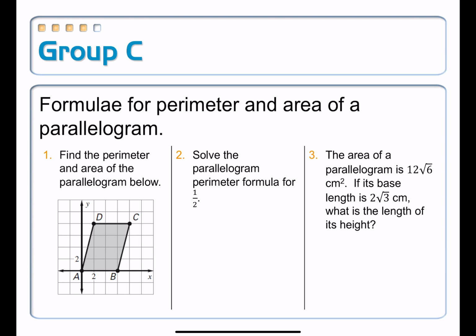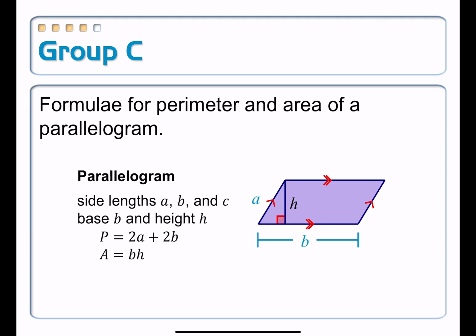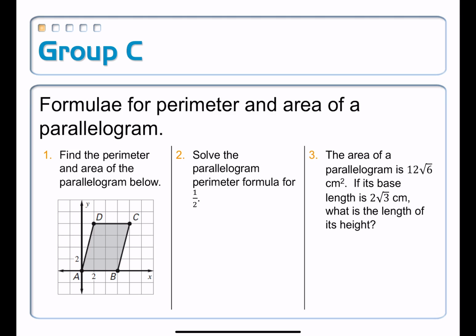1/2. What? Let me go back to this. There's not even a 1/2 in it. I don't know. We'll figure it out. All right. Number 3, the area of a parallelogram is 12 square root of 6 centimeters squared. If its base length is 2 square root of 3 centimeters, what is the length of its height?